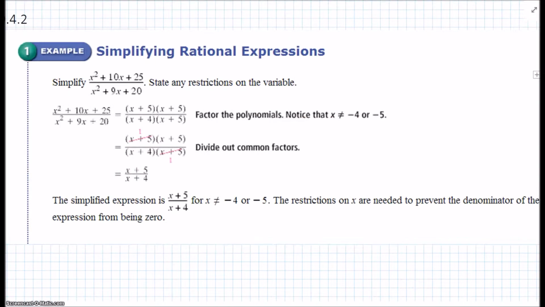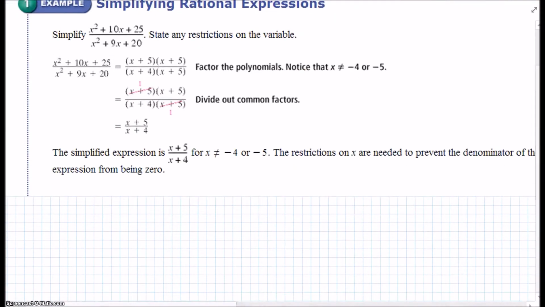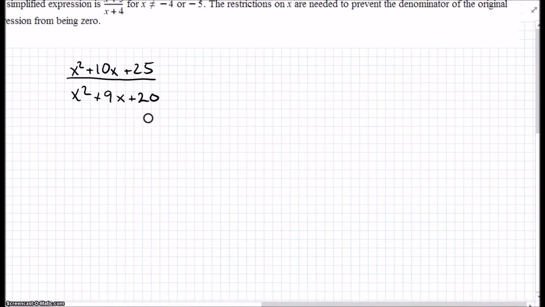Okay, so let's just get into it. It says simplify, and I'm going to rewrite it down at the bottom: x squared plus 10x plus 25 divided by x squared plus 9x plus 20. First thing we need to do, let's factor the numerator. The numerator was x squared plus 10x plus 25.